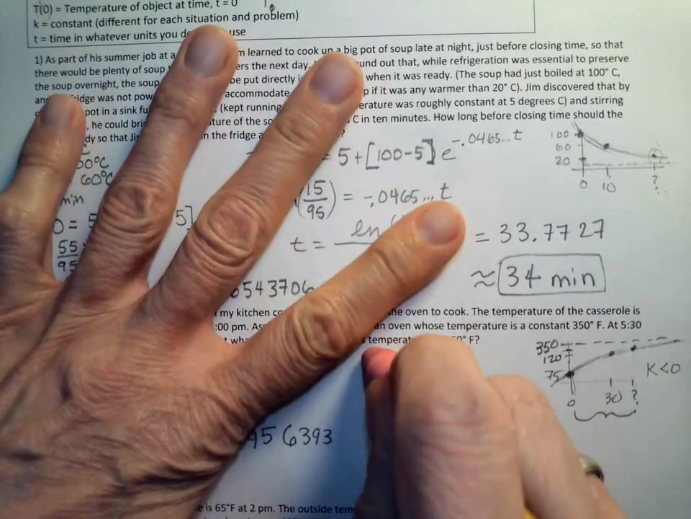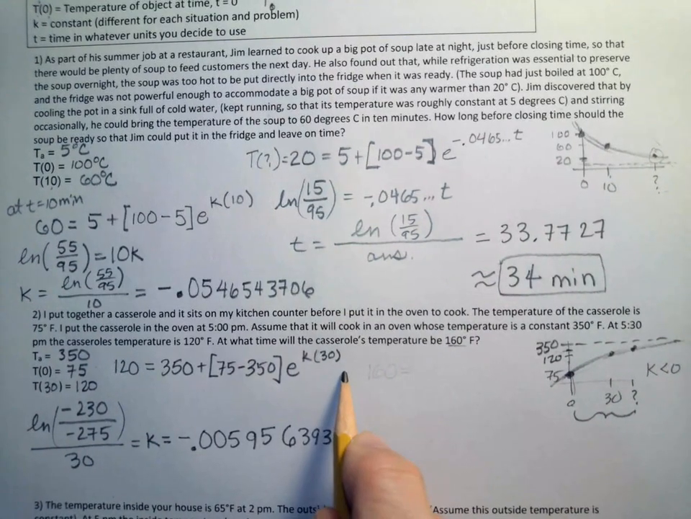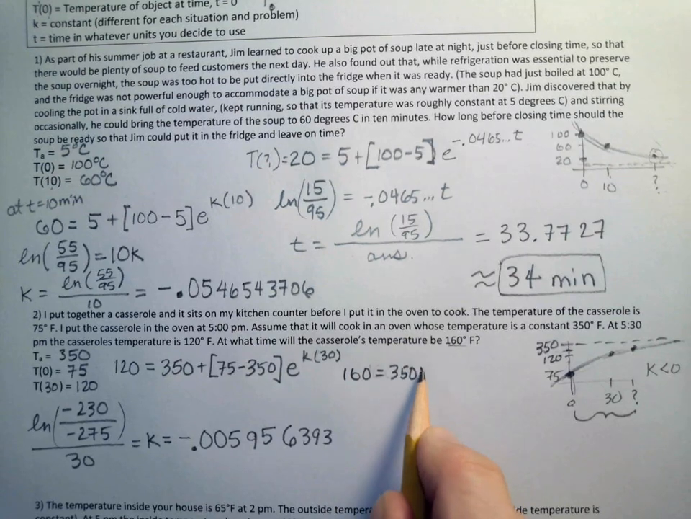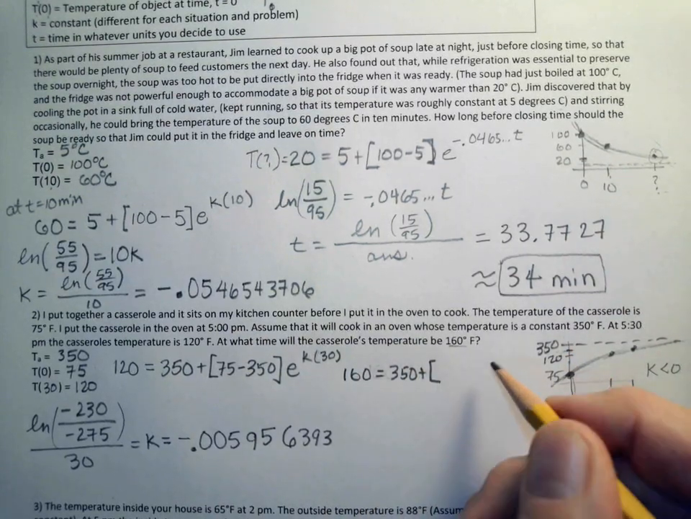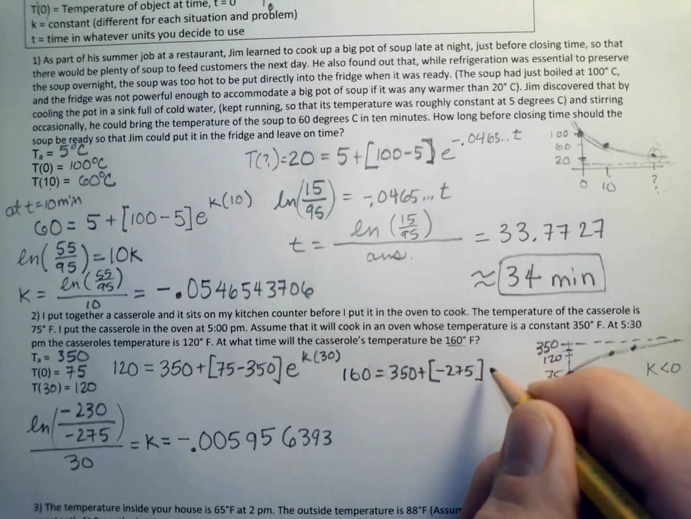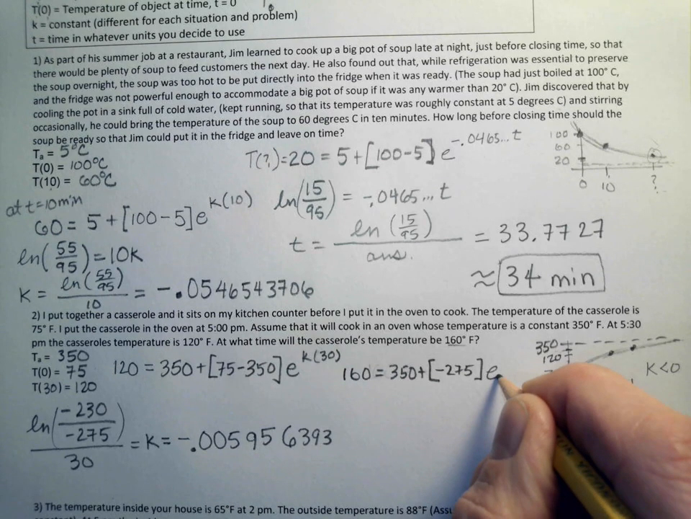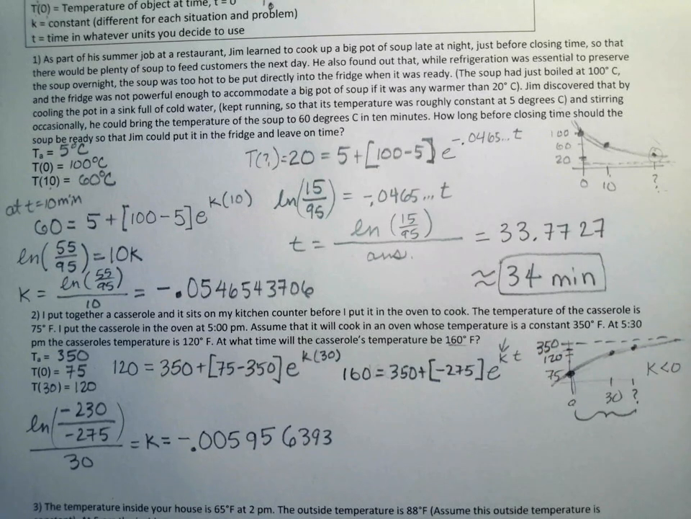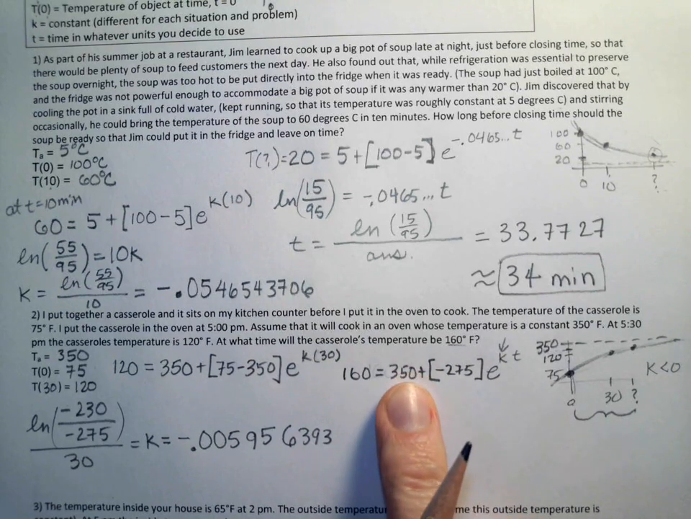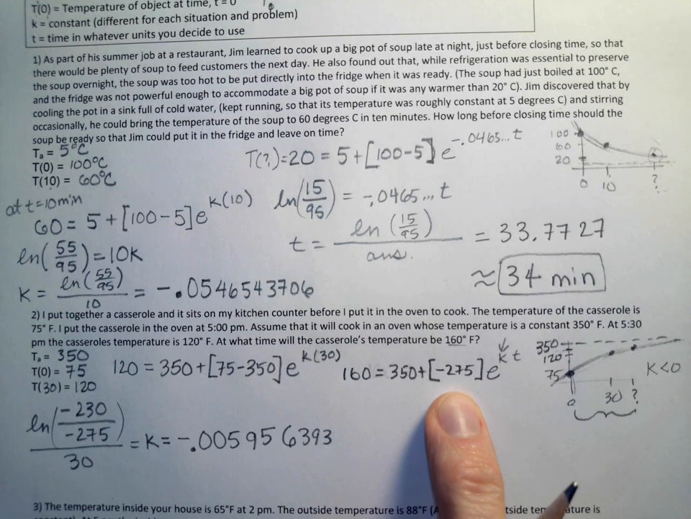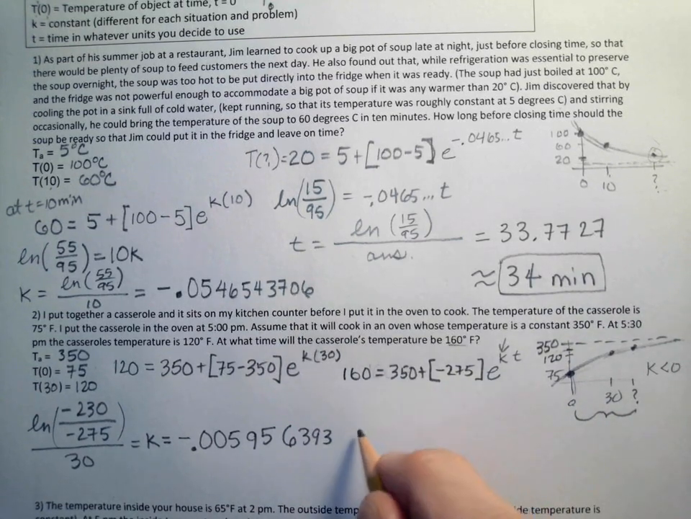So we know our final temperature is 160. I don't know if I'm going to be able to fit that in there. Let me start over a little further. 160 equals the 350 plus the difference. Let's just put that in as negative 275 for sake of space here. And then e to the, I'm just going to say kt. We know the k, of course, right? We have that down here, but for space, I'm not writing it all in. All right, so the first thing we want to do is subtract the 350, divide by the 275, then take the natural log.